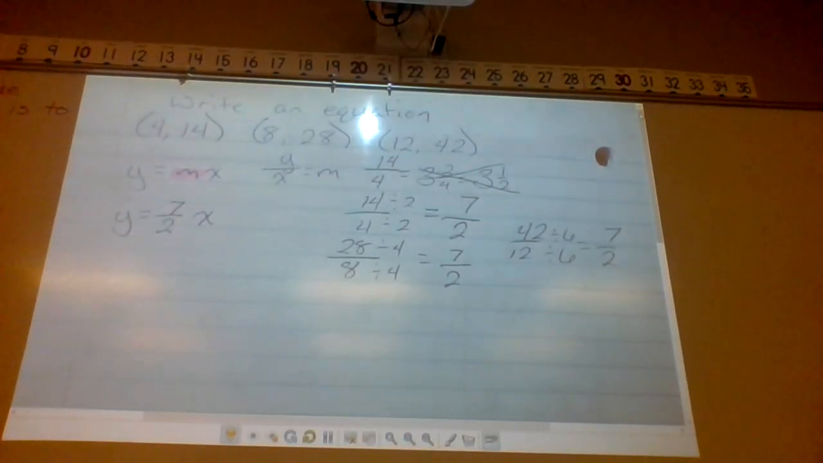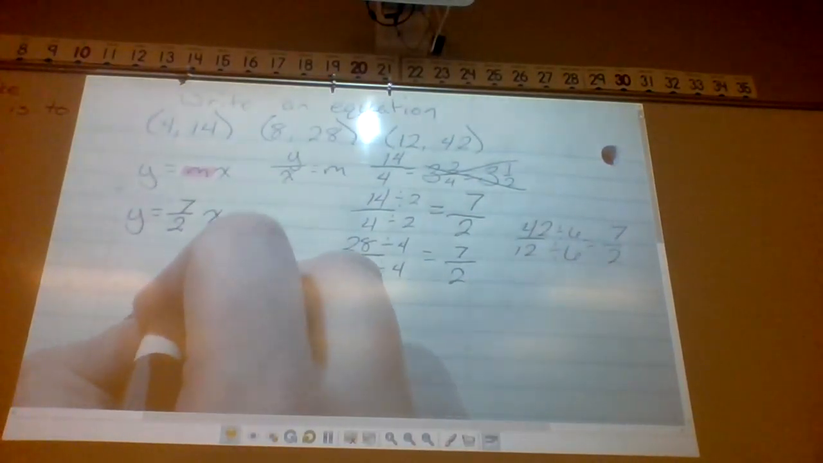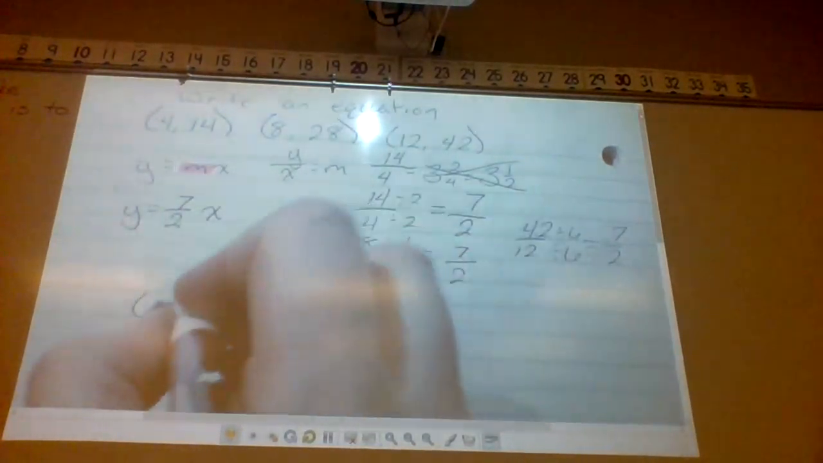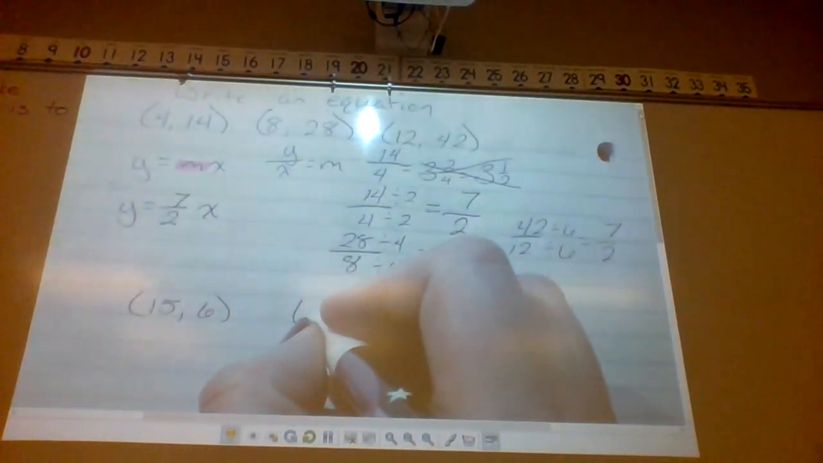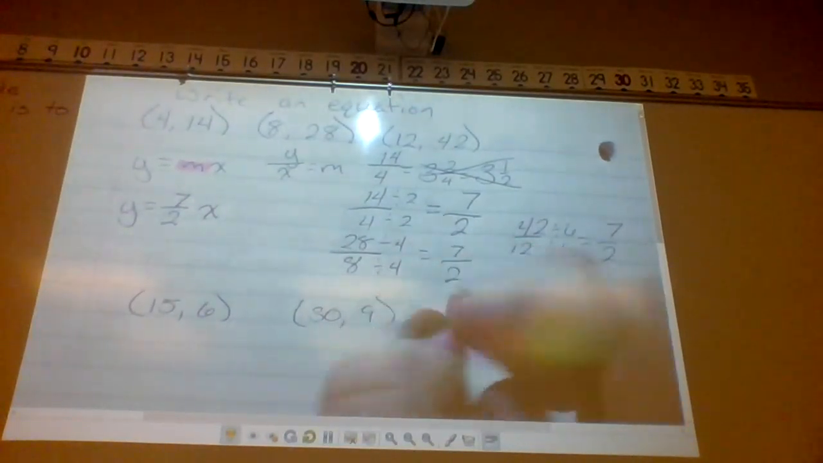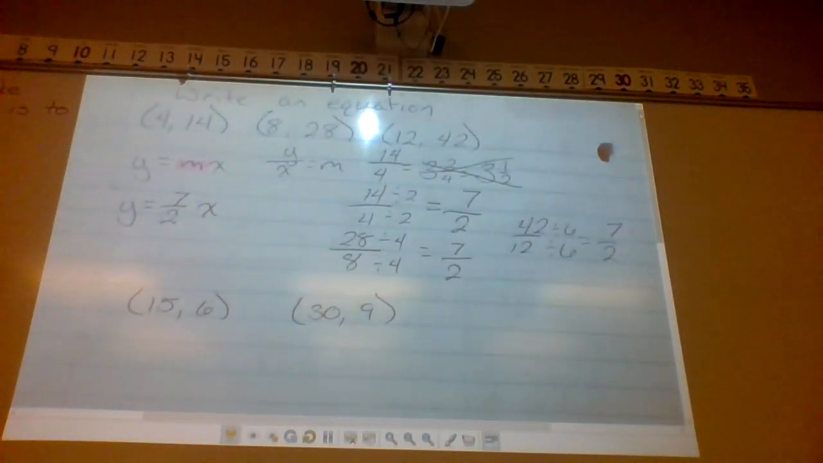Will there be a time where they're not all the same? Yes. There could be one that's not all the same. Are those difficult? Not really. Let's try this one. 15, 6, and let's do 39. And let's do 45, 12.